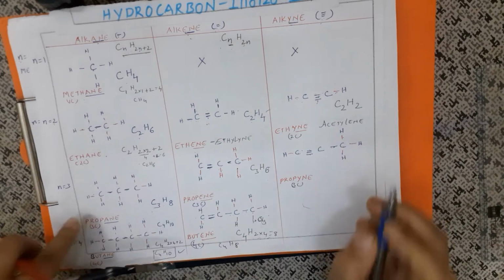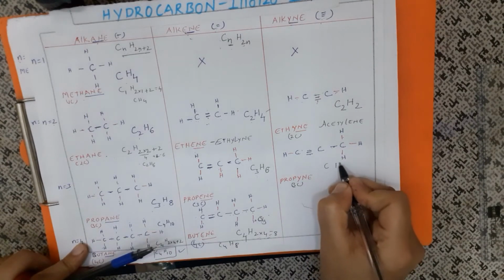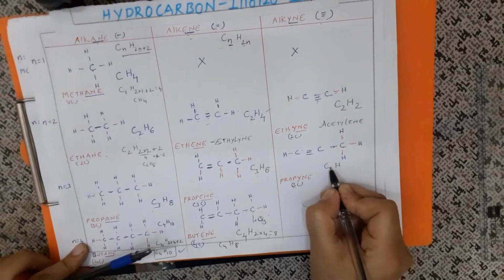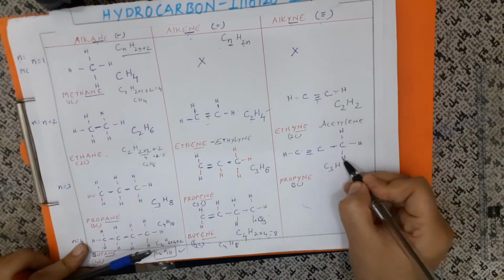Okay, children, so now let us again derive the formula. The skeletal formula is CH. Number of carbons 3. Then let us count hydrogens. 1, 2, 3, 4.